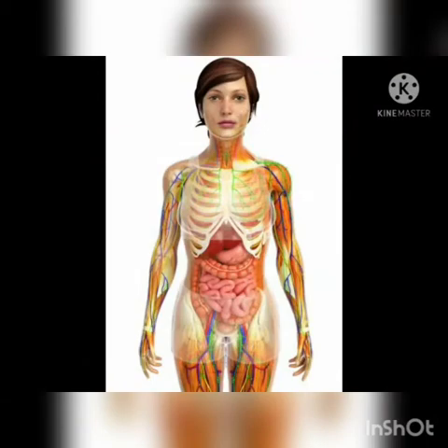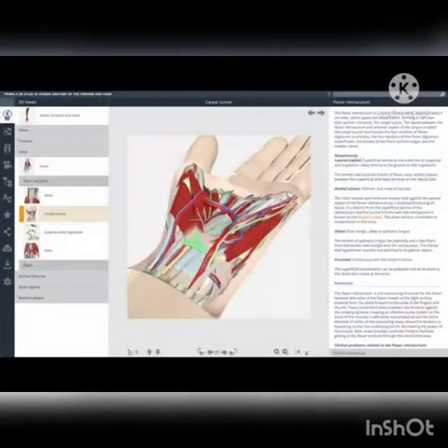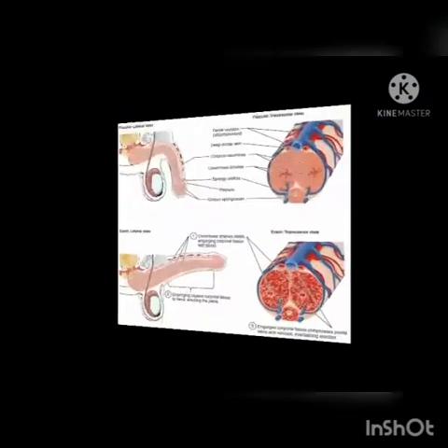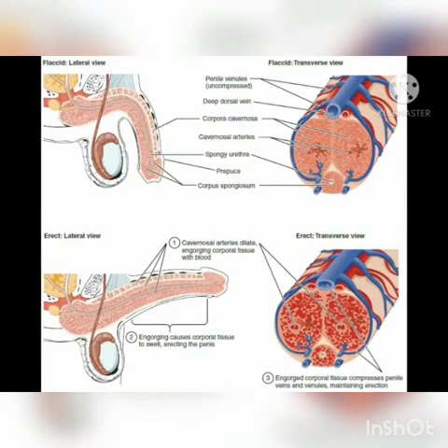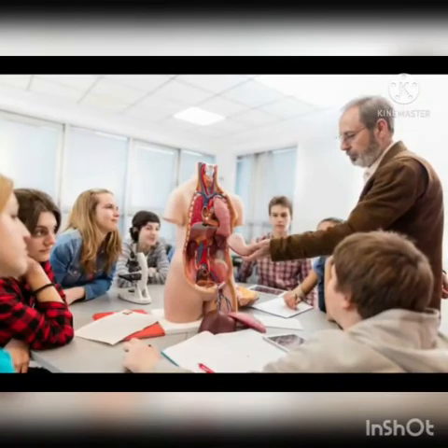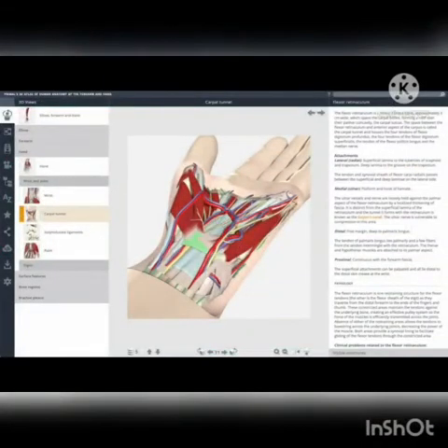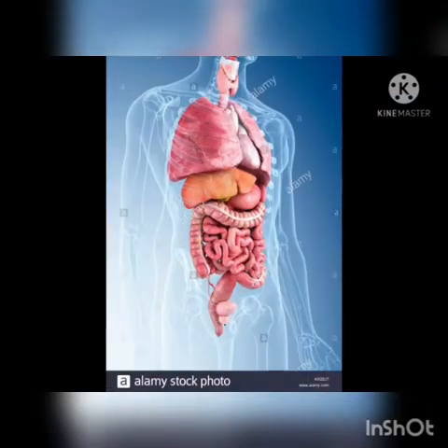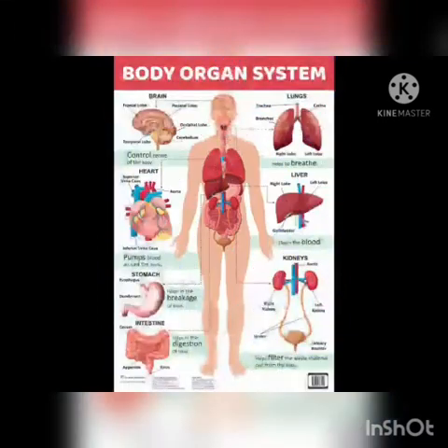Dissection means, as you all know, sectioning. Section means cutting. So the process of cutting apart is called dissection. This is why anatomy and dissection go together. They cannot be separated, because there is no anatomy without dissection.